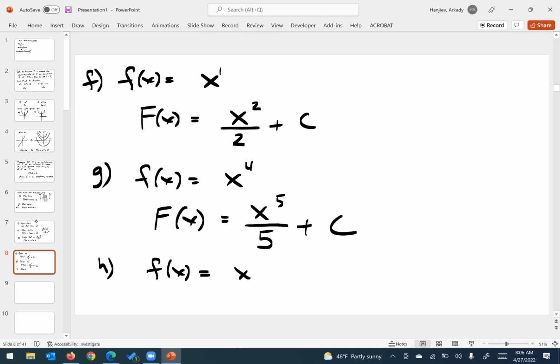Okay, I think we're ready for this one. I'm going to go with the generic one. Go x to the n. So any exponent. All right, I think we got it here. And what'd you guys get? X to the n plus 1. And then what do we do? Divide by the n plus 1, plus c.